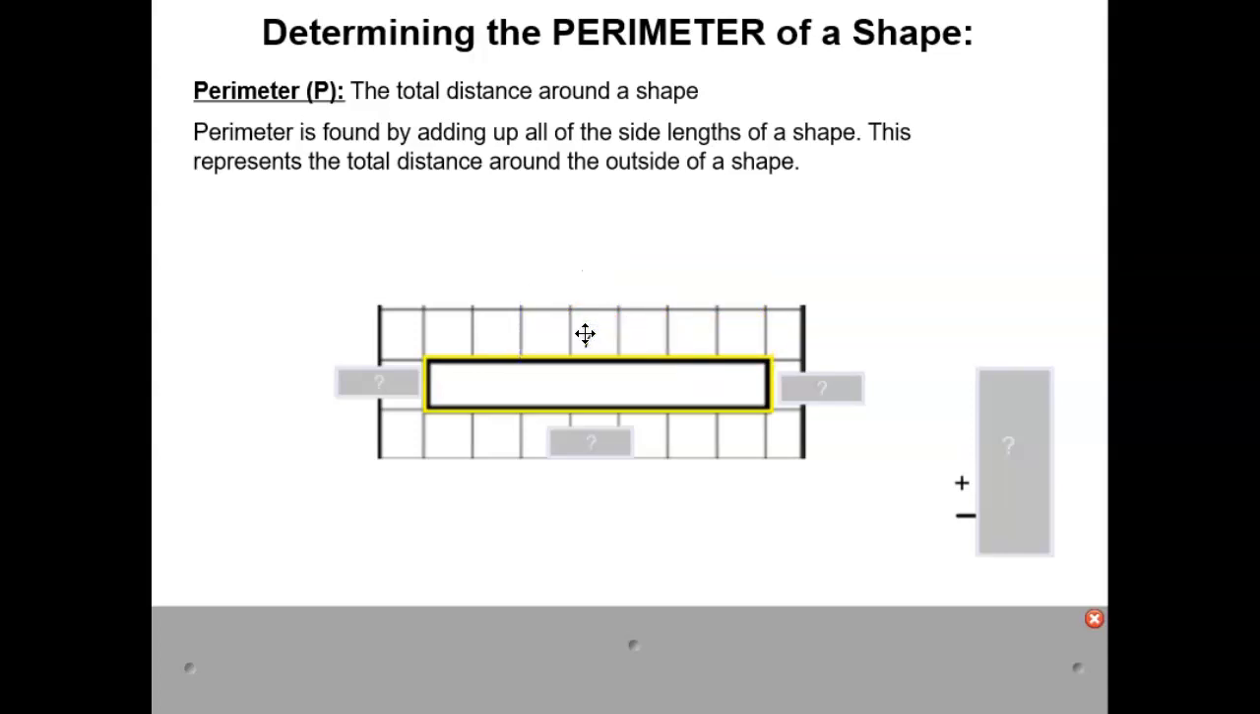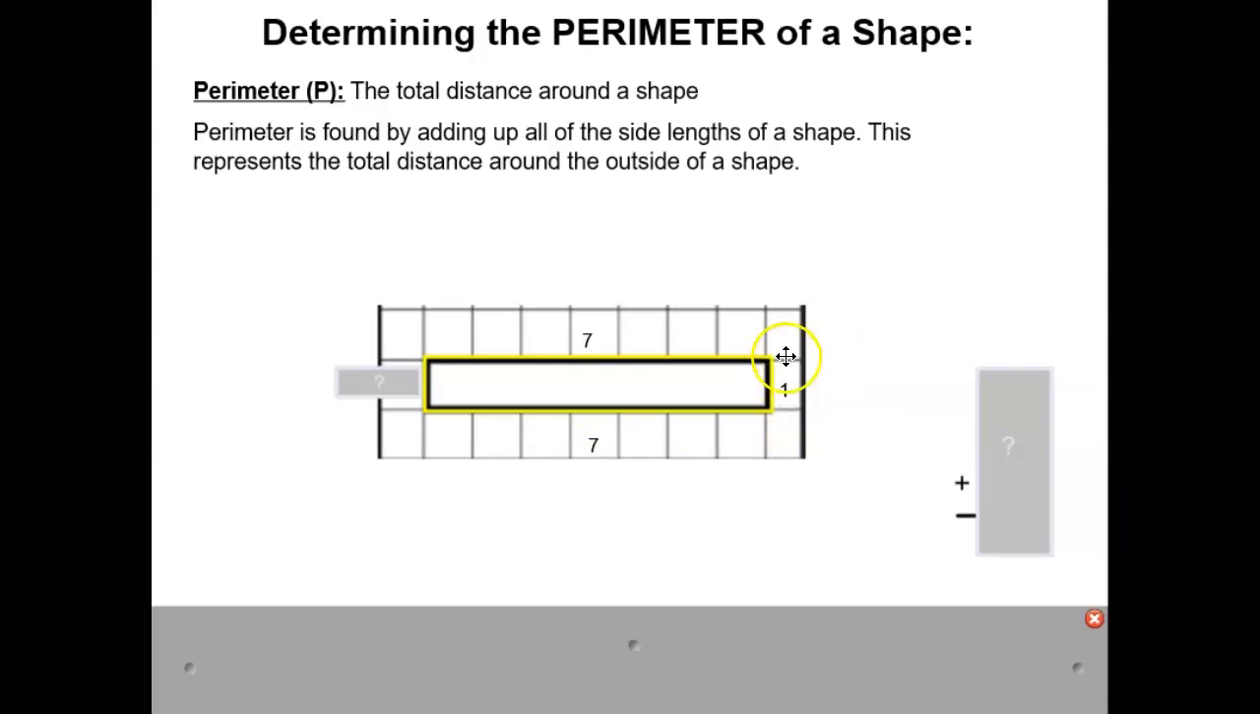7 units. Awesome. So I know right away, since it's a rectangle, that its opposite parallel side is the same length. So pause the video and tell me, what would this side length be? You're exactly right. It would also be 7 units. What is this side length, boys and girls?